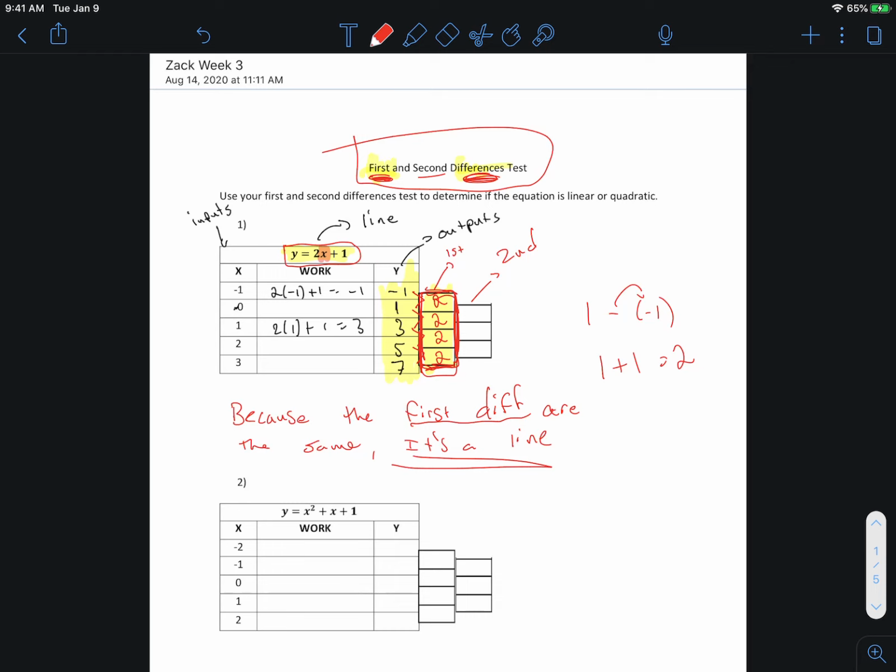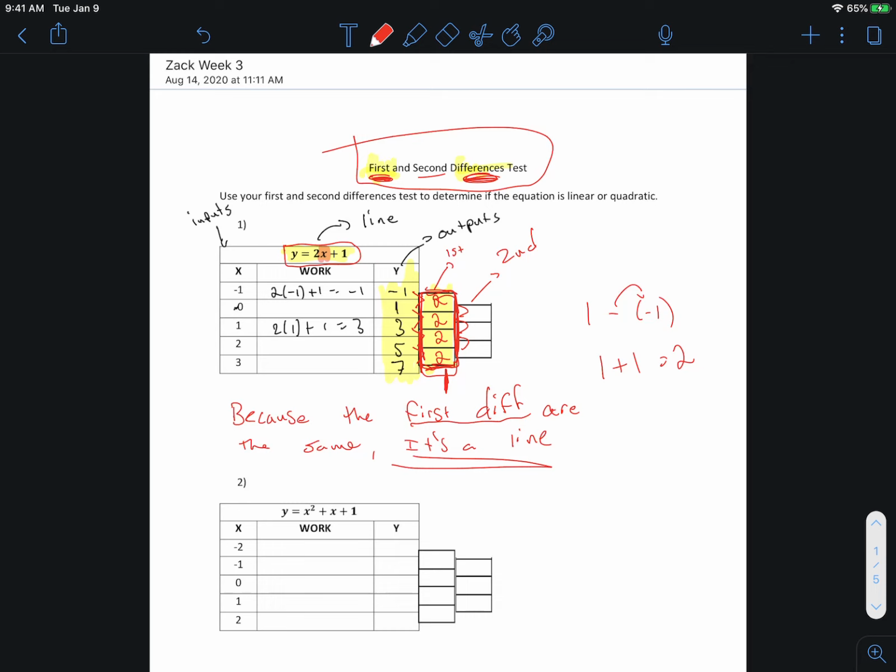The reason there are 2 boxes is because if these didn't match, then I could do it again. And if they end up matching in that second one, then it's a quadratic. As soon as they match, you stop. But you need to determine how many you've done. If you've done 1, then it's a line. If you've done 2, then it's a quadratic, as we'll see here in a sec.